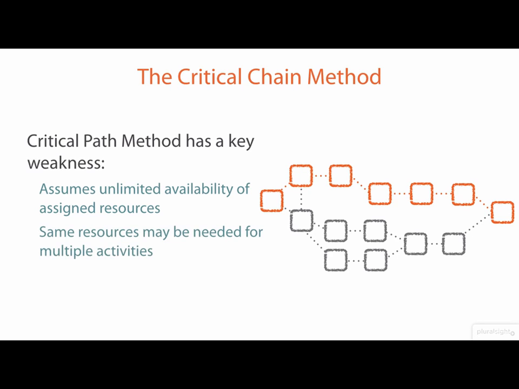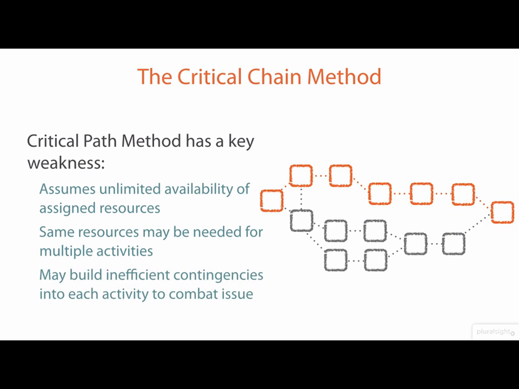Indeed, oftentimes the same resources may be needed for multiple activities, both those on the critical path and those off of it. As such, we may end up having to build inefficient contingencies into each activity in order to combat that issue when using the critical path method. If we know that the exact same team will need to work on the third activity after they finish the second one, we might build in a little extra time for activity 2, knowing that we absolutely need to wait for everyone working on that to finish up their work before we can begin on the next activity.